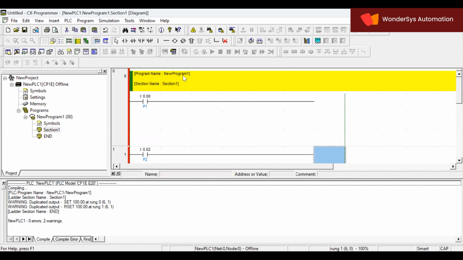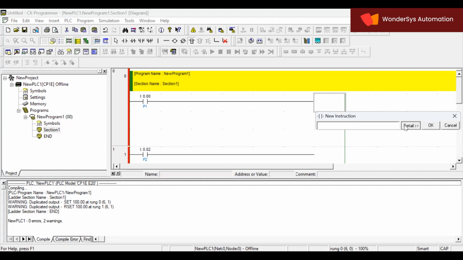Now whenever you want to use set and reset, you cannot use these output coils. Select the functional block, our new PLC instruction. The shortcut is L. Select this one and place it. If you know the command, directly mention set, then give the address. If you don't know the command, then go to details.